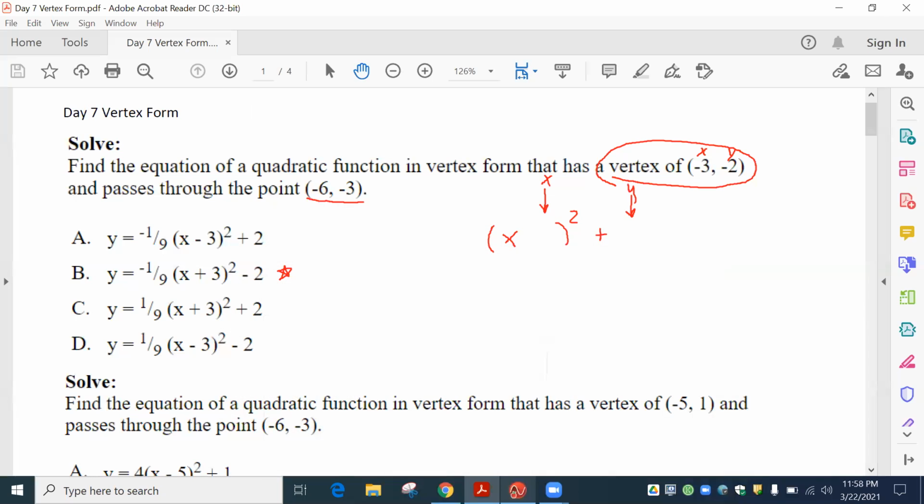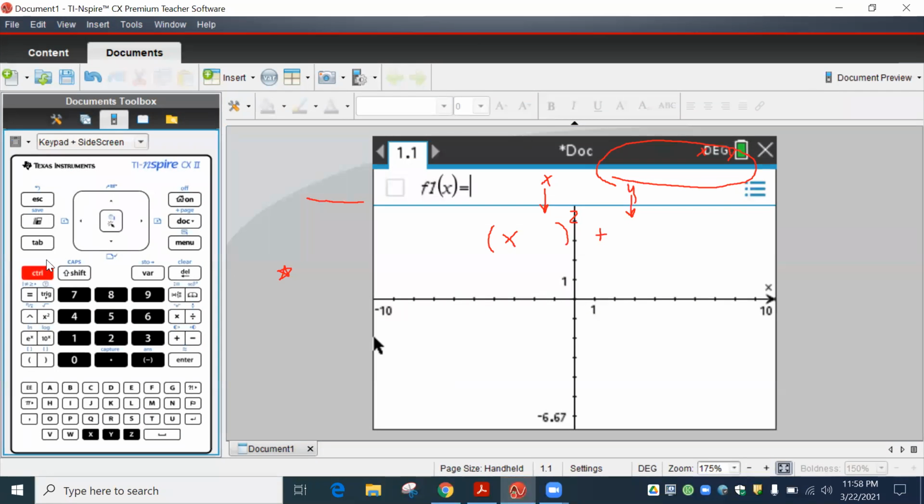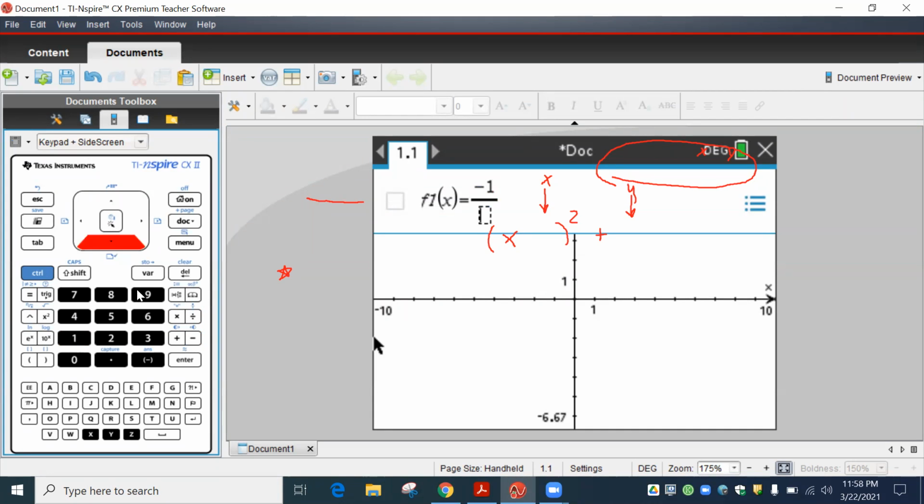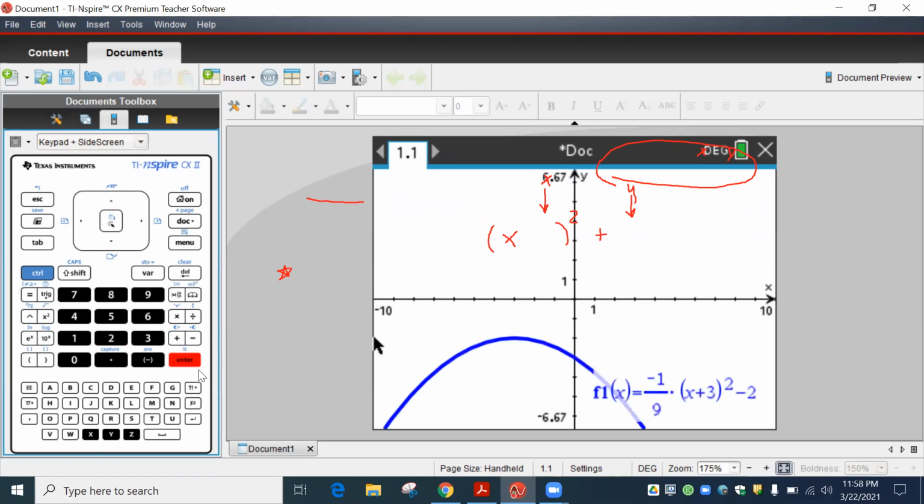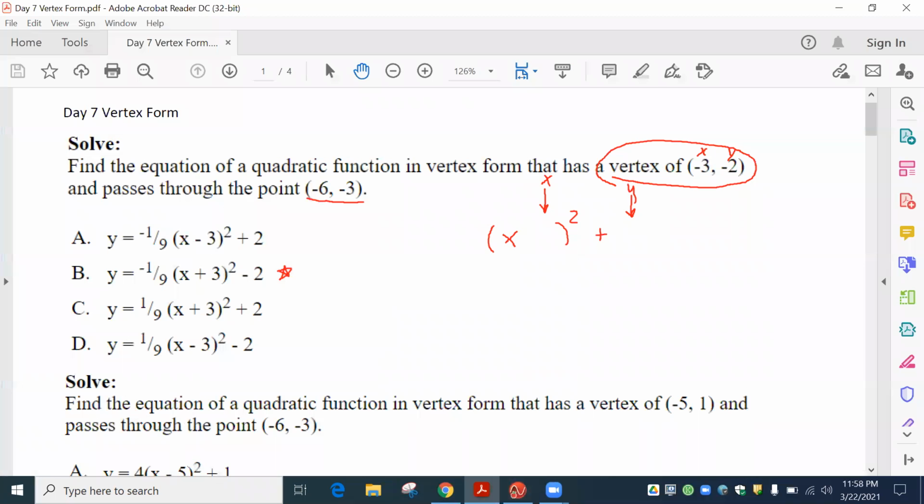Forgot what it was already. -1/9 parentheses X. So -1/9. And then parentheses X +3, close parentheses squared. And then -2. So we're going to hit enter. Did I type that in right? Yeah, I did.